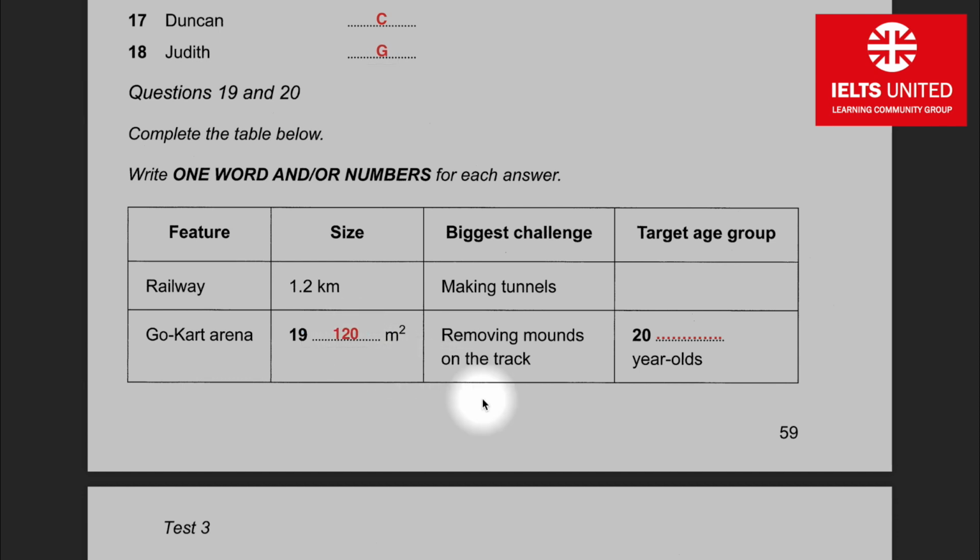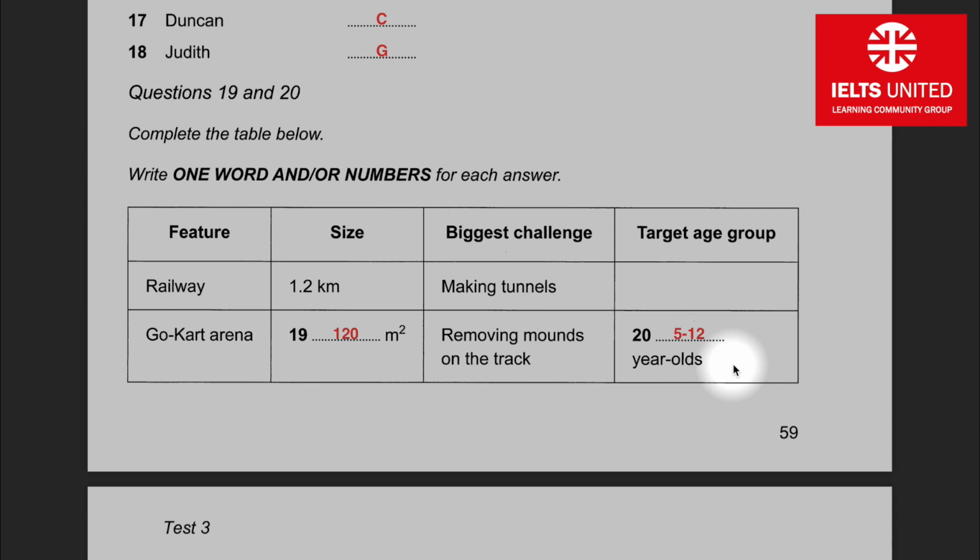Again, the problem is the geology. We had to level the mounds on the track for safety reasons. We wanted to enable 5 to 12-year-olds to use the go-karts. And the main attraction here is the Formula One kart. We've known fights to break out over who gets it. And then, finally, to our most recent development, which is the landscape swimming pool.